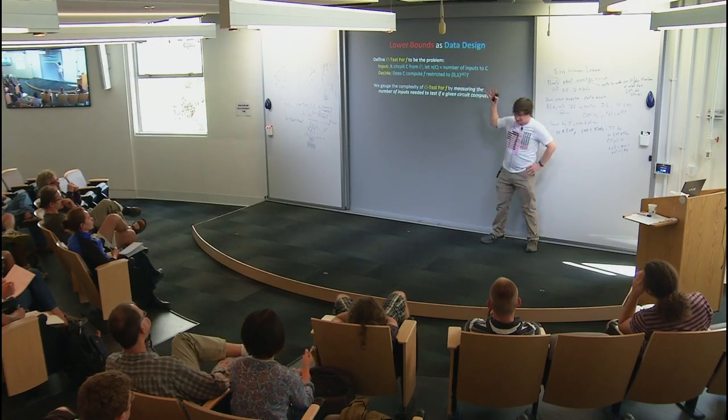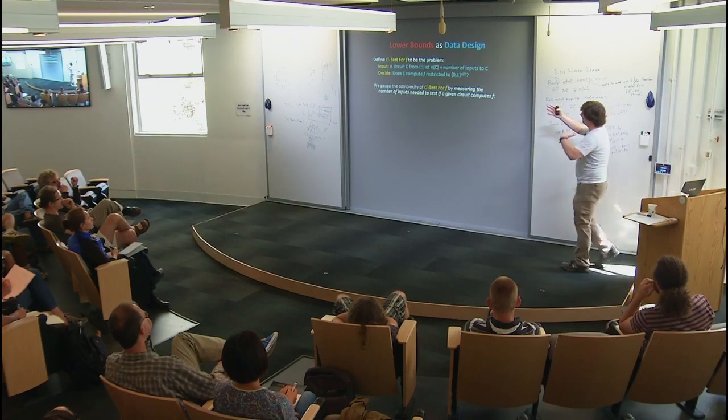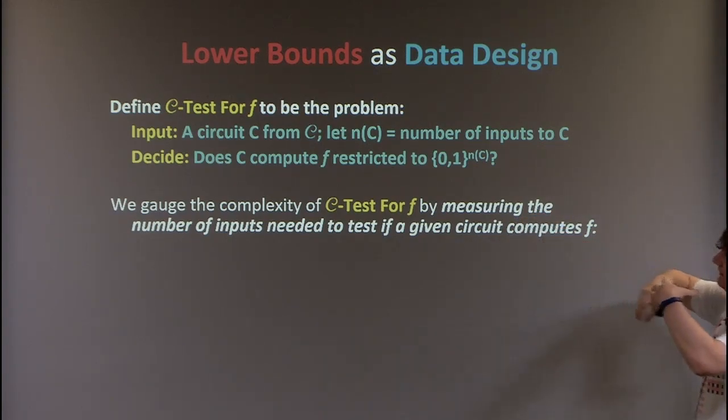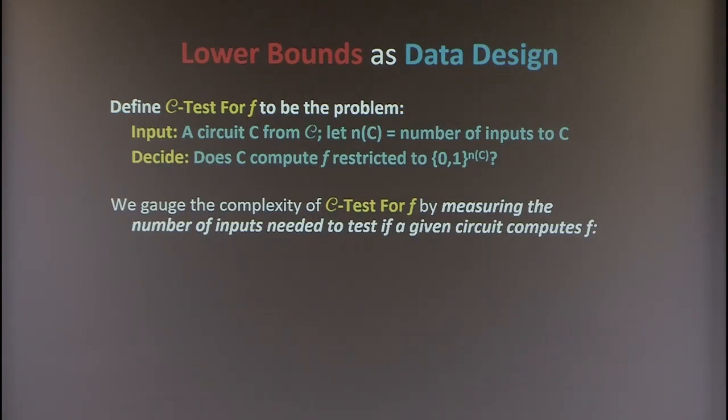So how are we going to measure the complexity of such a problem? Well, we were thinking about it, and at the beginning we would like to compute a function f by giving you a circuit, and that's our computer, and then we're going to get inputs, and it's going to give us the output. So what we're going to do is flip inputs and programs here. The circuit used to be the program, now it's the input. We're going to gauge the complexity of this test problem by measuring the number of inputs needed to test if a given circuit computes the function. Okay, so now the inputs are becoming the program.